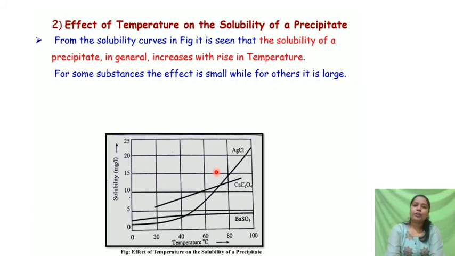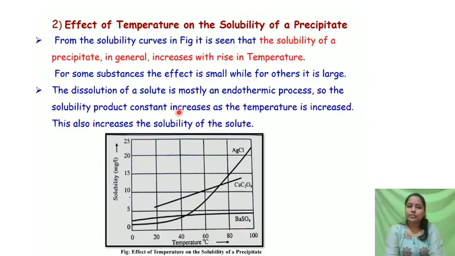Therefore, this diagram shows that the solubility of a precipitate in general increases with rise in temperature. For some substances the effect is small, while for others it is large. That means that rise in solubility with temperature is not the same for all sparingly soluble salts. The dissolution of salt is mostly an endothermic process. Okay, dissolution of salt is mostly endothermic, meaning heat is absorbed during the dissolution.